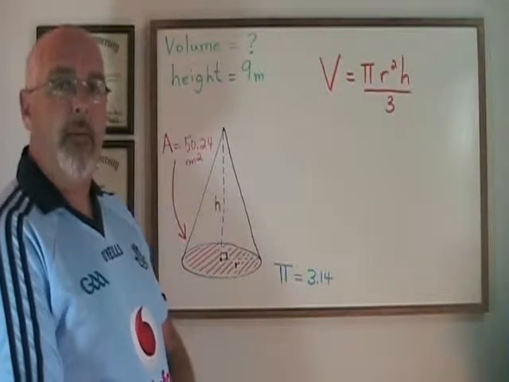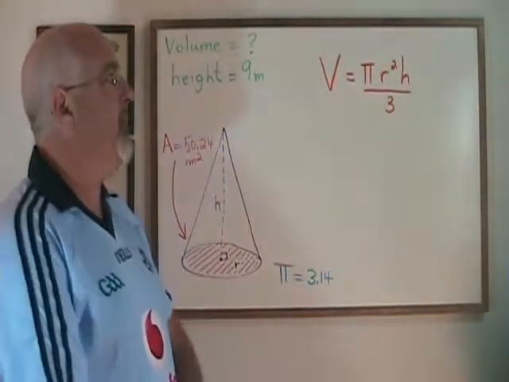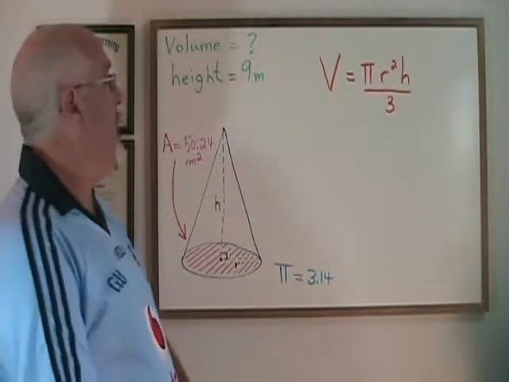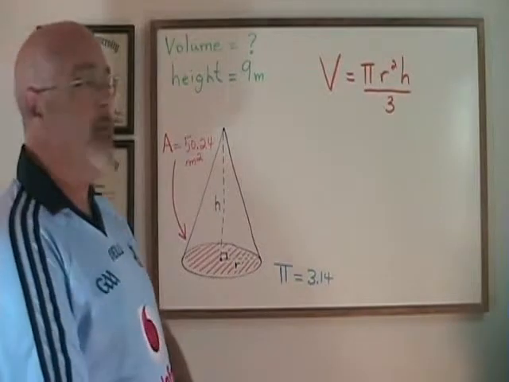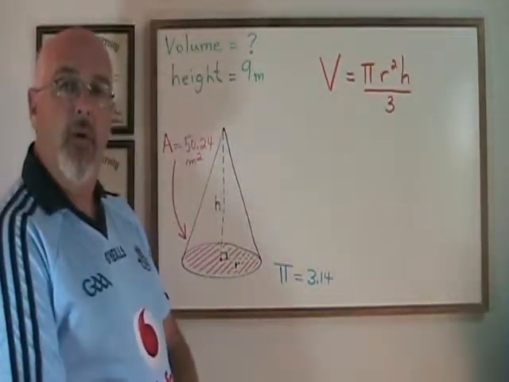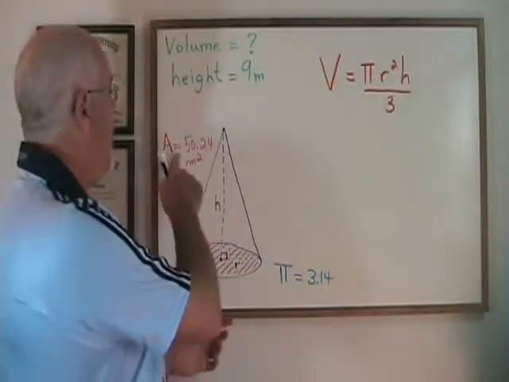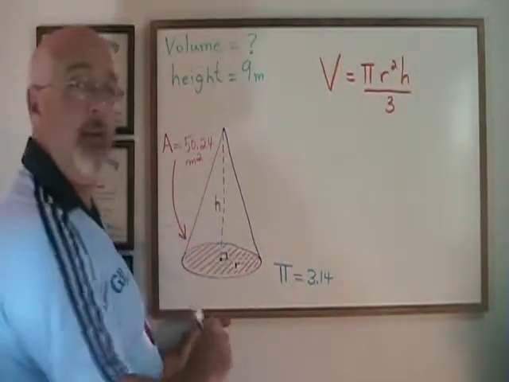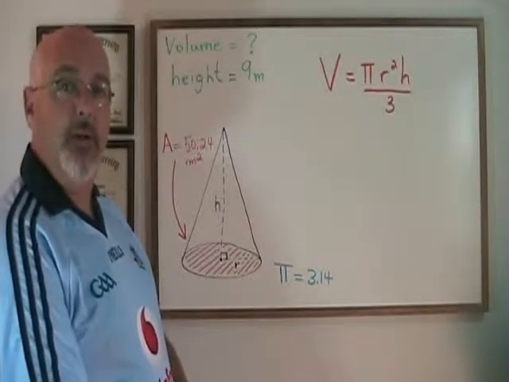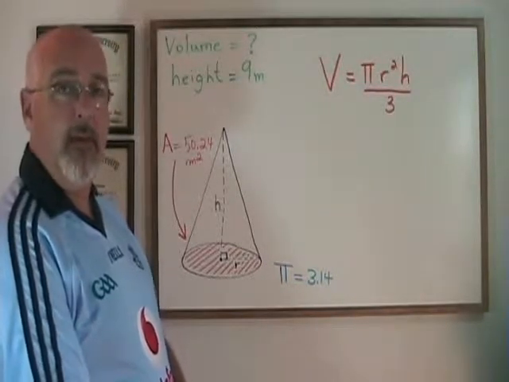Here is another attempt to make the use of this simple volume of a cone formula a more complicated question. In this case, we are being asked for the volume of the cone when we are given the height. We are not given the radius or a diameter, but we are given the area of the circular face at one end of the cone. This forces us to do a two-step question and incorporate a second formula.